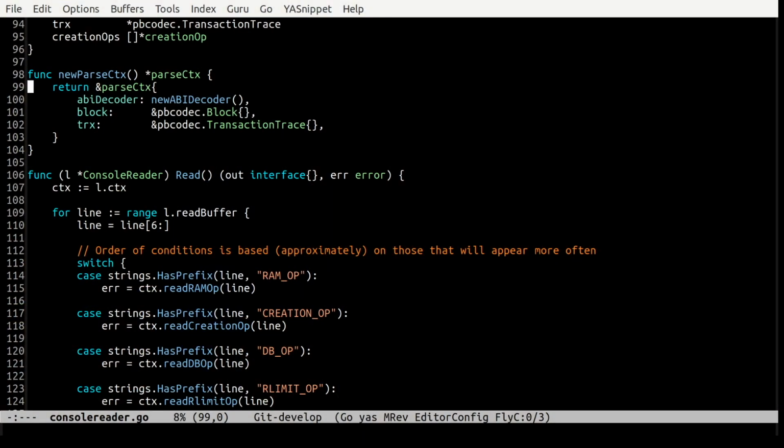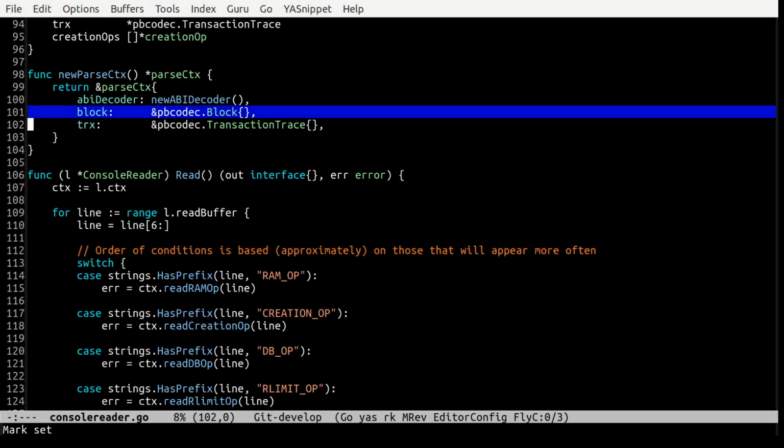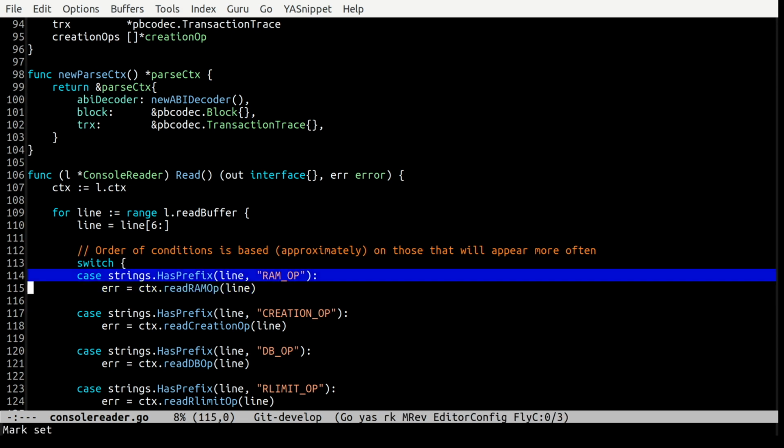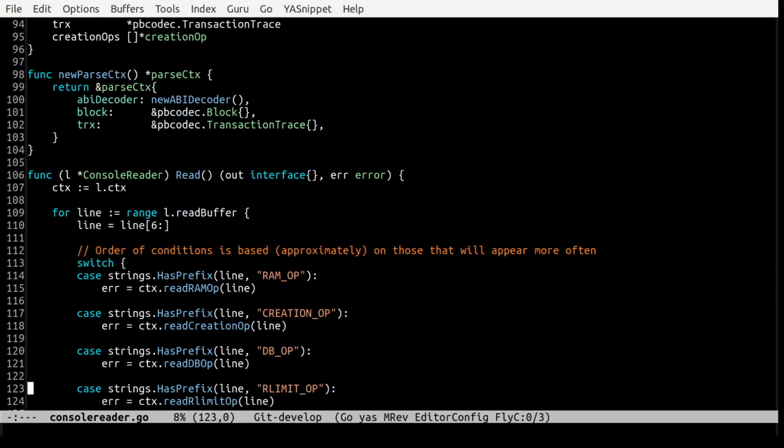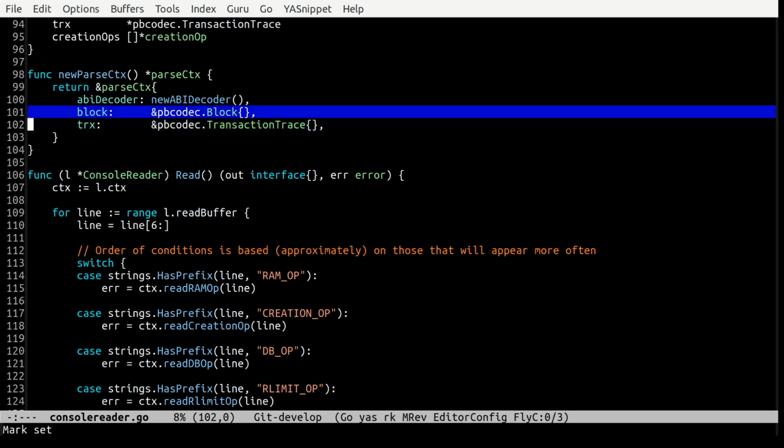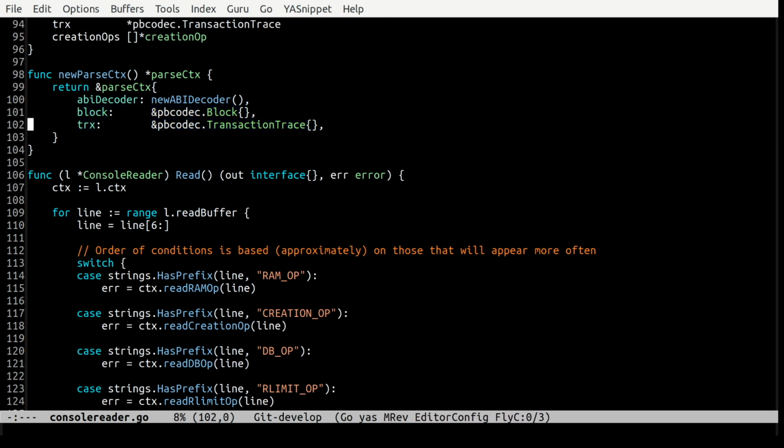And let me show you the code there. It's called the console reader. This is the console reader that slowly builds a block and reads these lines, and then accumulates all the transaction traces and puts them in the order of the block. And then this block object is what flows into the whole system through gRPC, through protobuf definitions.